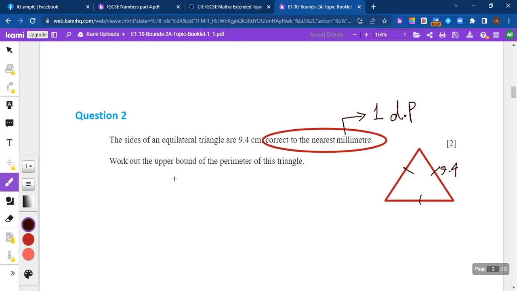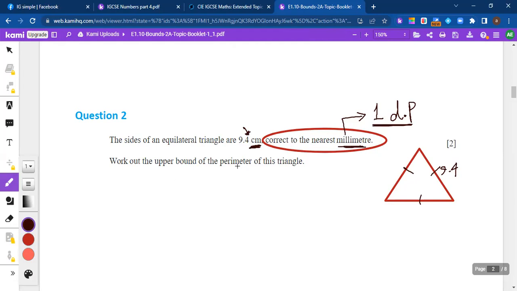Not a whole number. Why not? Because here it is centimeter and here it is millimeter. The centimeter is bigger than the millimeter. This one is 9 centimeter and 40 millimeter, and 40 millimeter is 4 centimeters. So the nearest millimeter means to 1 decimal place.